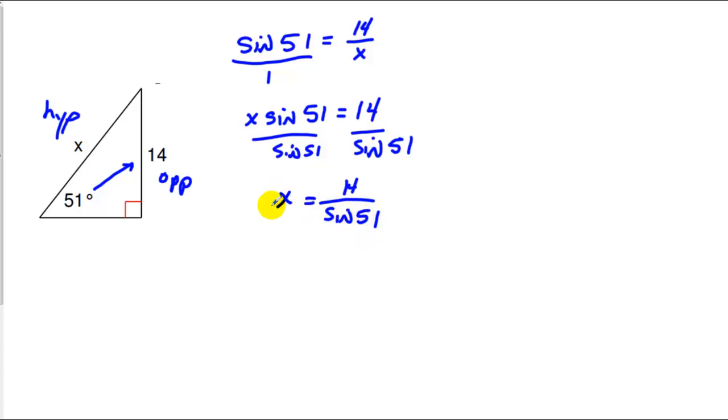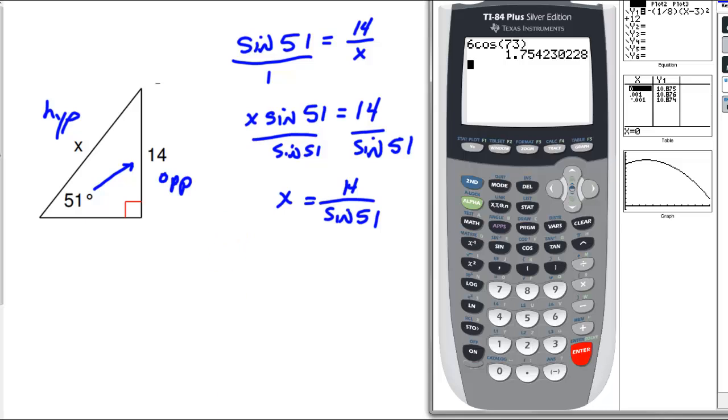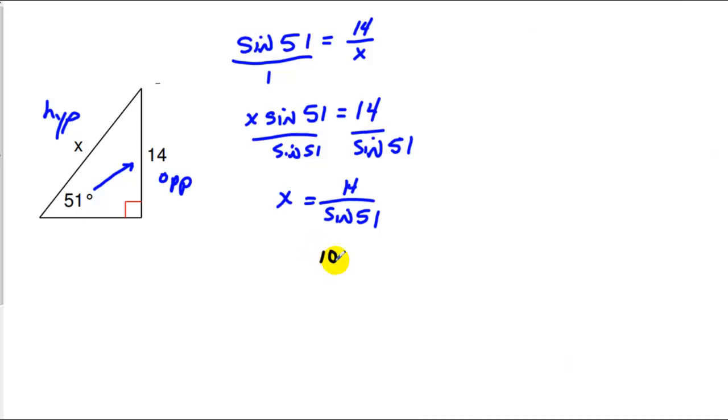We go to our calculator once again. I'll hit 14. This time we divide by the sine of 51 degrees. Hit enter, and I have 10.01. That will equal my x value.